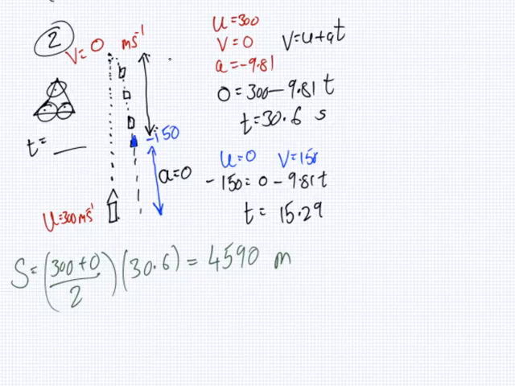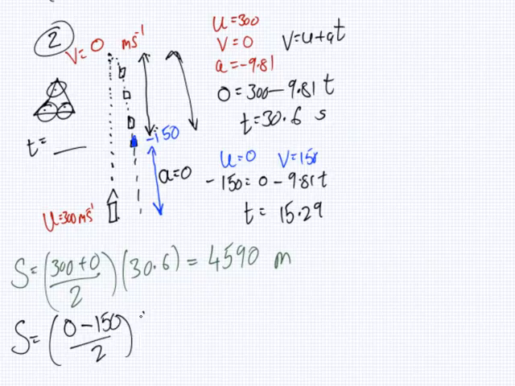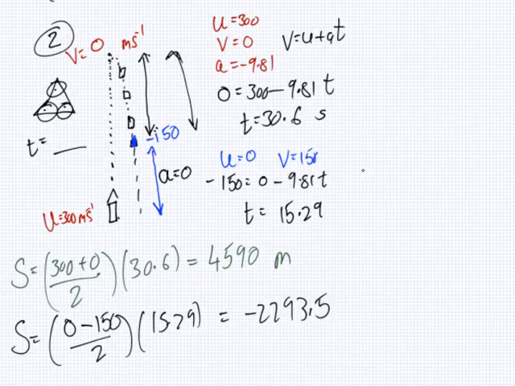Then we should get this distance here. So again, S equals U plus V over 2 times T. The U is 0, the V is minus 150, and the T is 15.29. Minus because it's going down. So now we can work out the remaining distance by taking away. This one is 2296.5. Now we can use our formula: time is distance over speed.